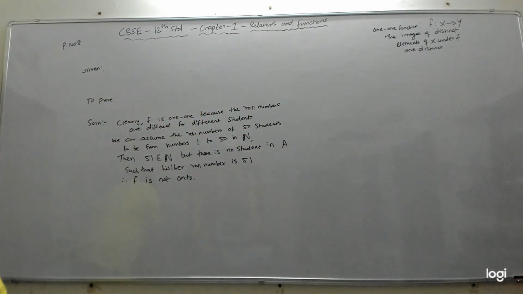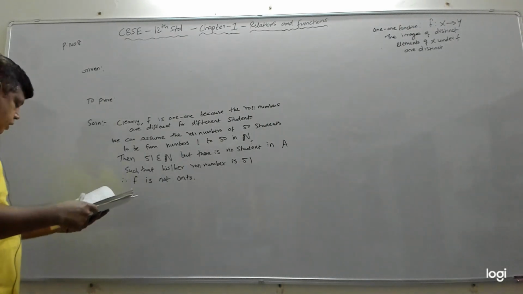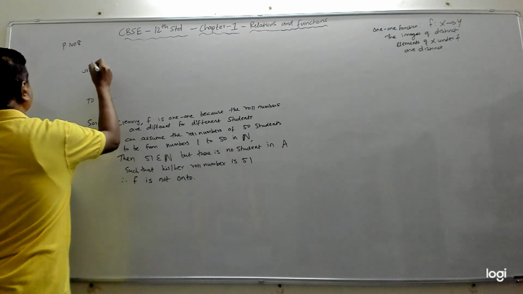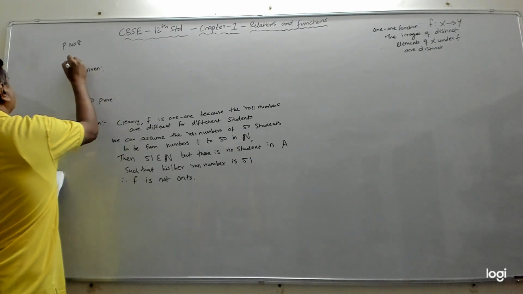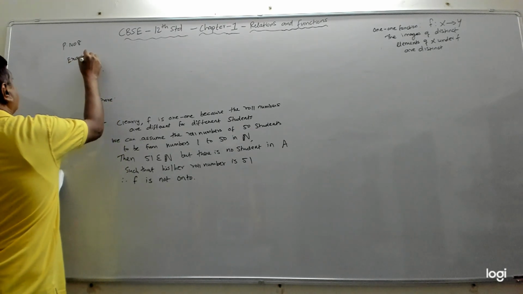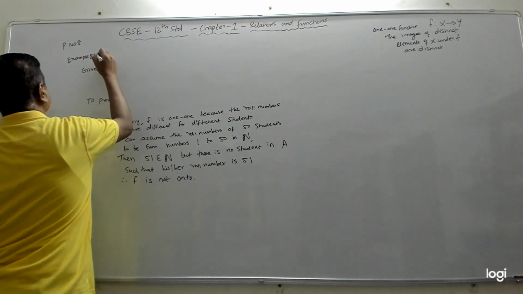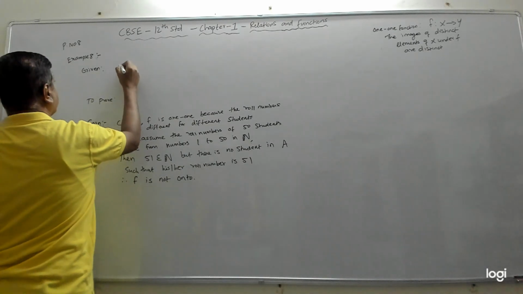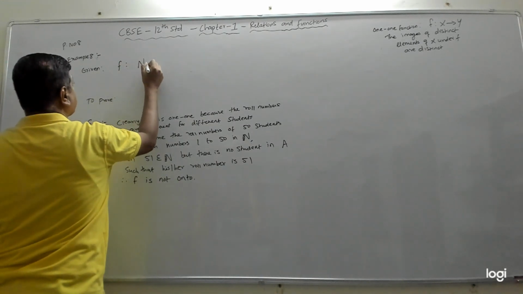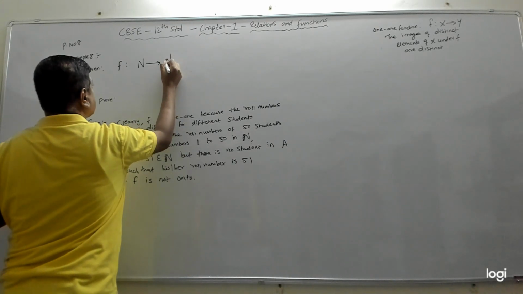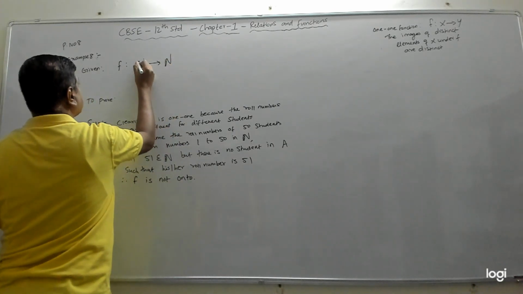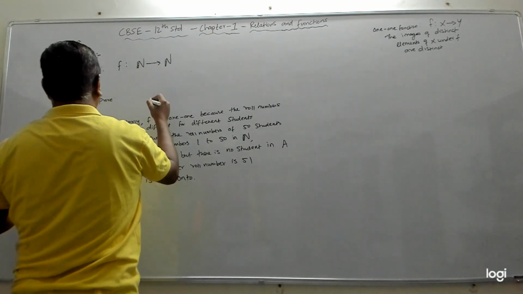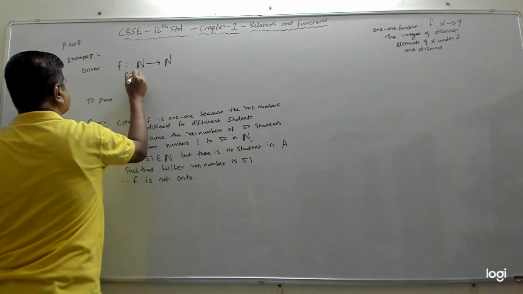What is example 8? Example 8 is given as: show that the function f from N to N. f is a function from the set of natural numbers to the set of natural numbers, defined such that f of x is equal to 2x.